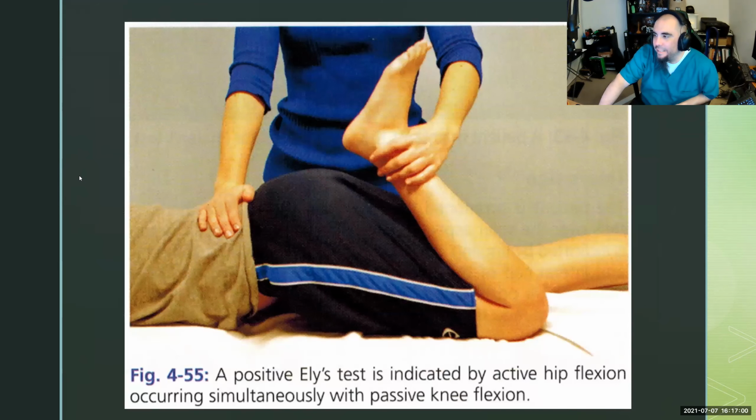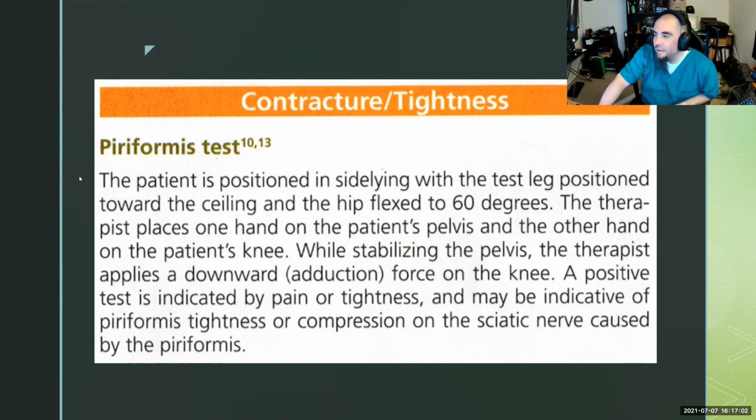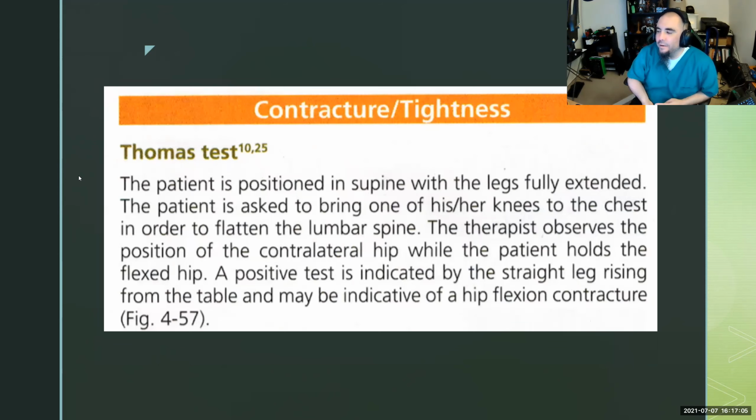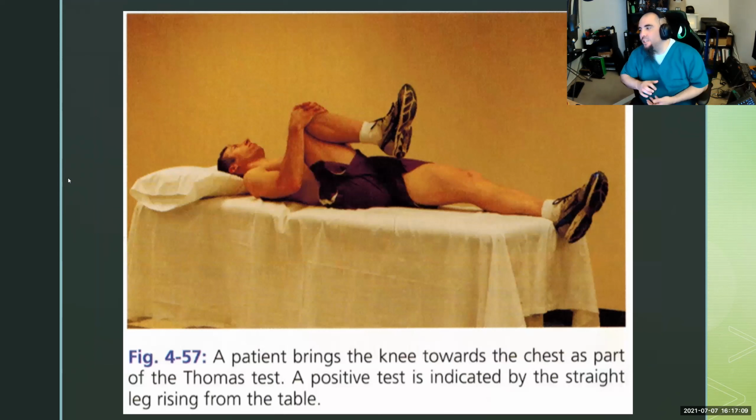I'd say that the Ober and the Ely's are probably two that are definitely to know. And then this one, the Thomas. So the Thomas test is where you have the patient lie on their back, grab hold of one of their knees, and pull it up to do a single knee to chest. If the patient is able to lift one knee to chest and the other leg doesn't raise off the table, they don't have a positive Thomas test.